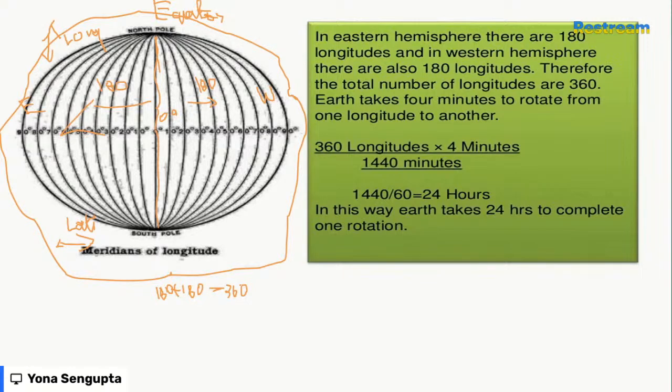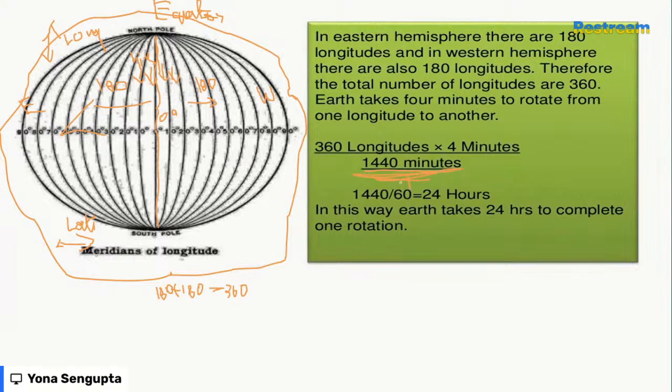Now the earth takes 4 minutes to rotate from one longitude. So one longitude takes 4 minutes each. So with 360 longitudes into 4 minutes, we multiply 360 by 4. So it comes as 1440 minutes in total. This is in minutes.